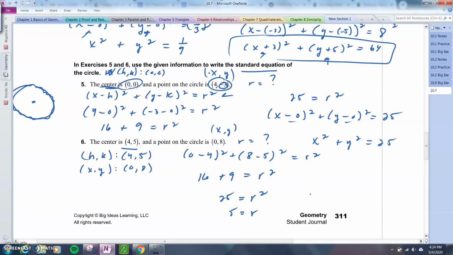Alright, so we'll substitute all these things back into our equation. So we'd have x minus my h, which is 4, squared plus y minus my k, which is 5, squared, and this equals my radius squared, which is just 5 squared. So this is really x minus 4 squared plus y minus 5 squared equals 25.